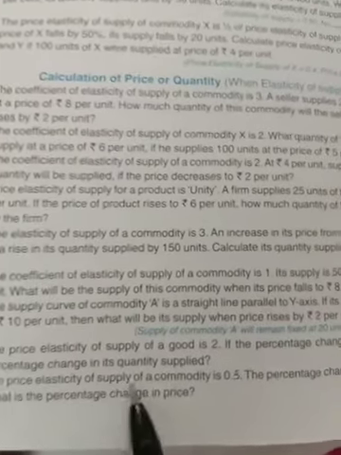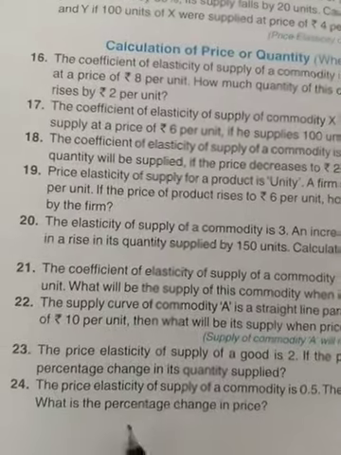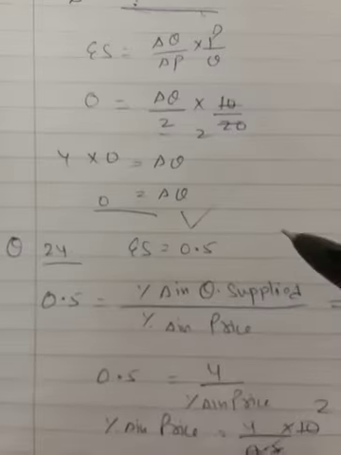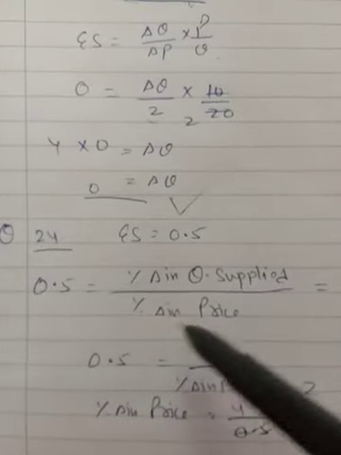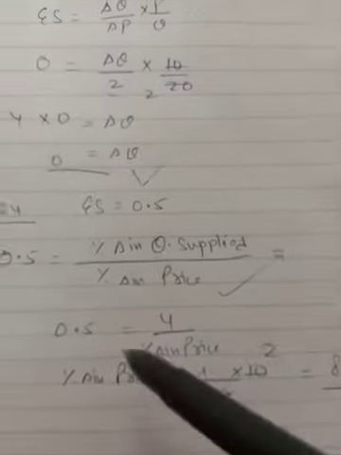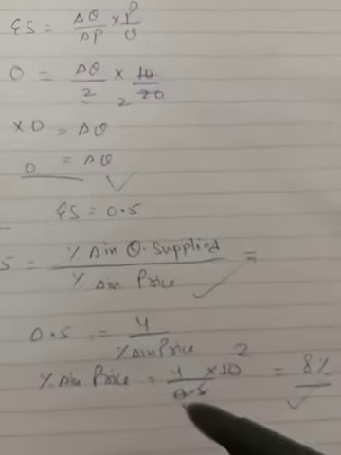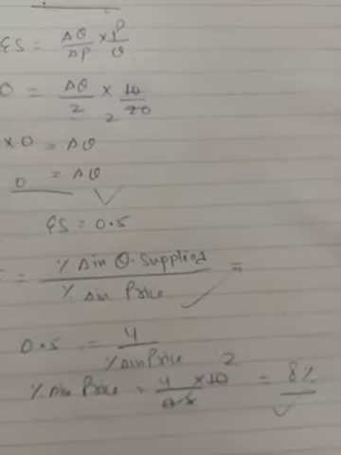Now question number 24 I am doing: the price elasticity of supply of a commodity is 0.5. The percentage change in quantity supplied is 4%, and what is the percentage change in price? This question is very simple. Elasticity of supply is equal to 0.5, percentage change in quantity supplied divided by percentage change in price. After putting the things in the formula, with the elasticity of supply given, the percentage change in price is 8%. So these are the questions. You have to do all the questions of elasticity of supply in the same way.